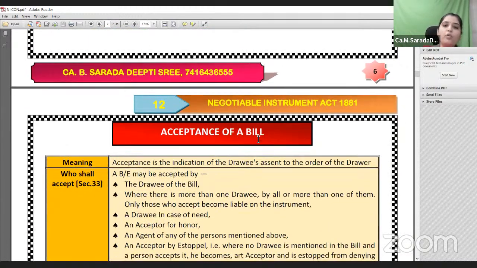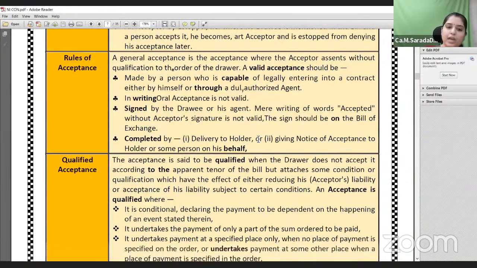Okay. Now, before going to the acceptance of the bill, I will tell you whose acceptance is important in case of a bill of exchange. The drawee's acceptance is important. Initially, the drawee accepts when he signs the instrument to the drawer. Once the instrument is prepared and endorsed to a third party, and the third party approaches the drawee, the buyer who ensured he would make the payment on the due date, and presents the instrument asking for payment, that is called presentment for acceptance.